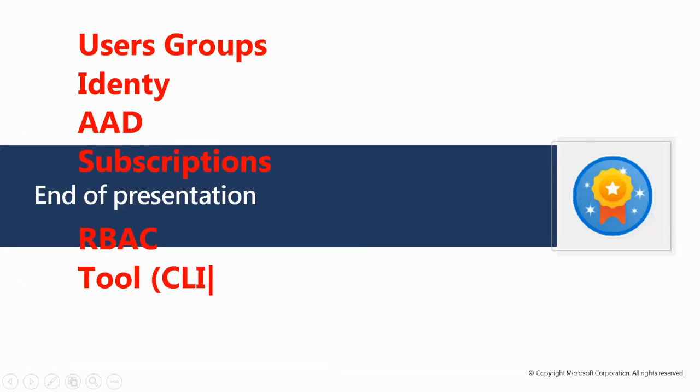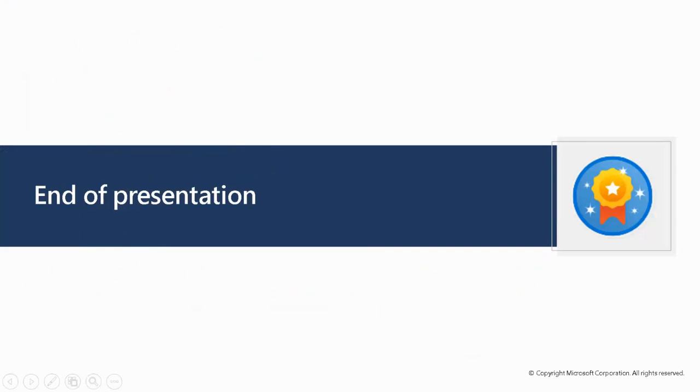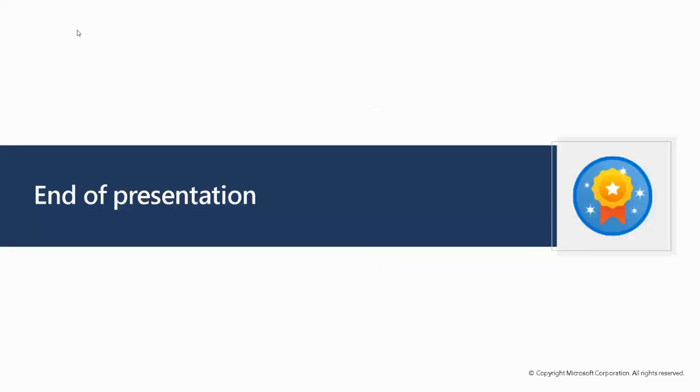We got the CLI, we got the Azure portal, we got PowerShell. We got tools to use in Azure. What else we got? What else we've been talking about? We talked about the templates, the ARM templates.